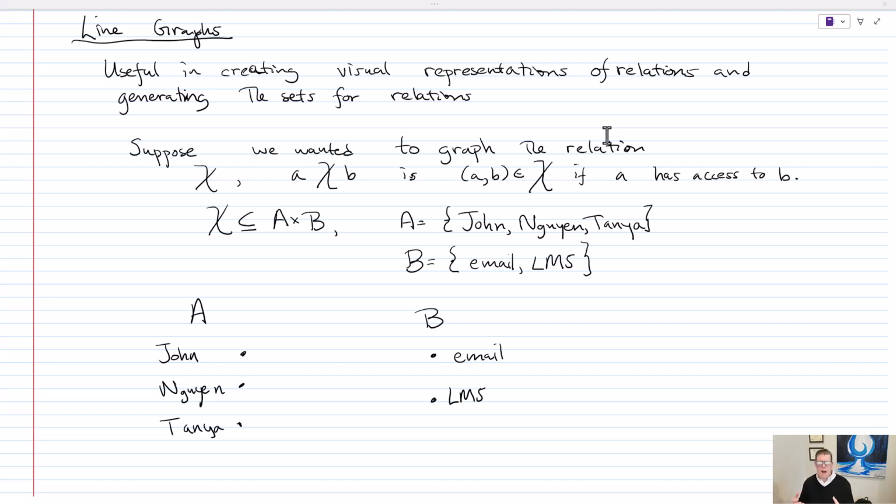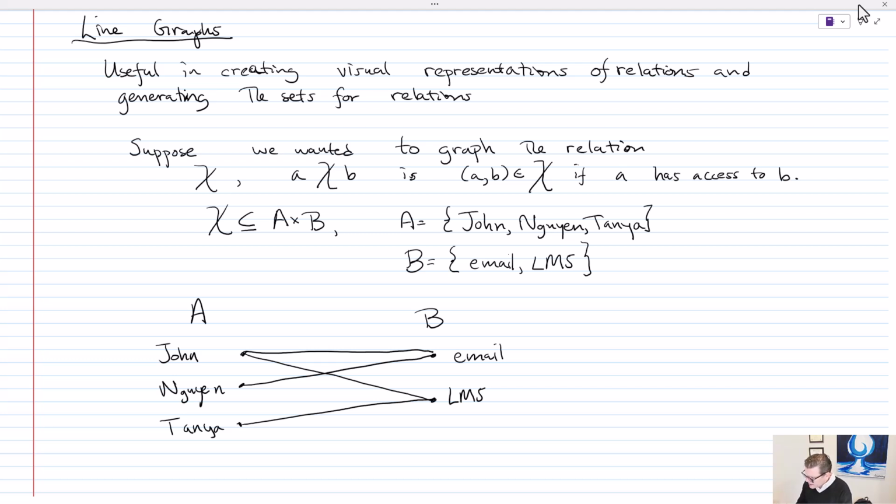So let's suppose that we wanted to graph the relation X. (a, b) belongs to X if a has access to b. So we're going to have a relation between a group of people in the set A and what they have access to in B. You might imagine this in terms of a set of security keys. So let's say, for example, that John has access to email and John has access to the LMS. And we have Nguyen, and we know that Nguyen has access to the email. And we have Tanya, and we say that Tanya has access to the LMS.